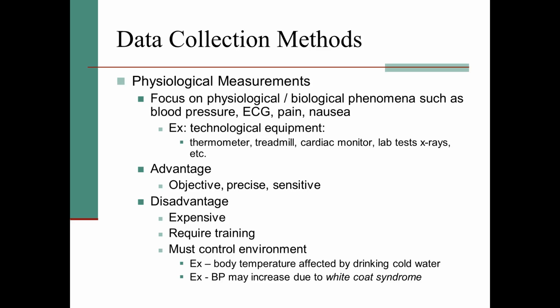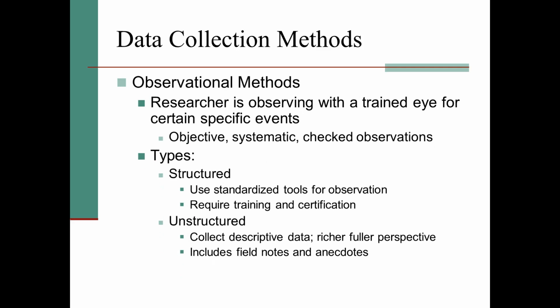Other things can also influence, like people being more nervous and their blood pressures might be going up when they're around people who have a medical background. Observations can be systematic. A researcher might look at kids' activities within a classroom and count how many times a child left their chair.